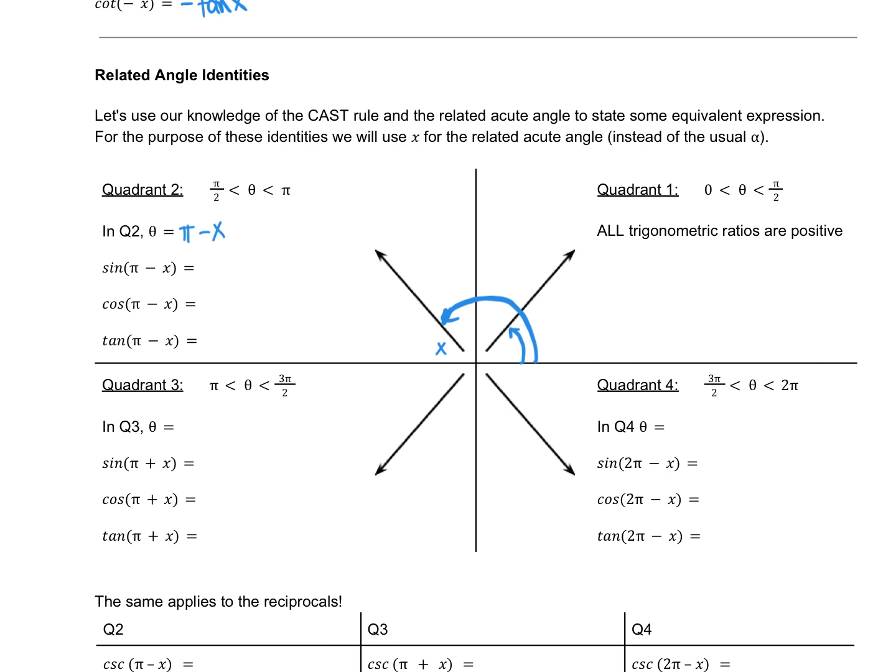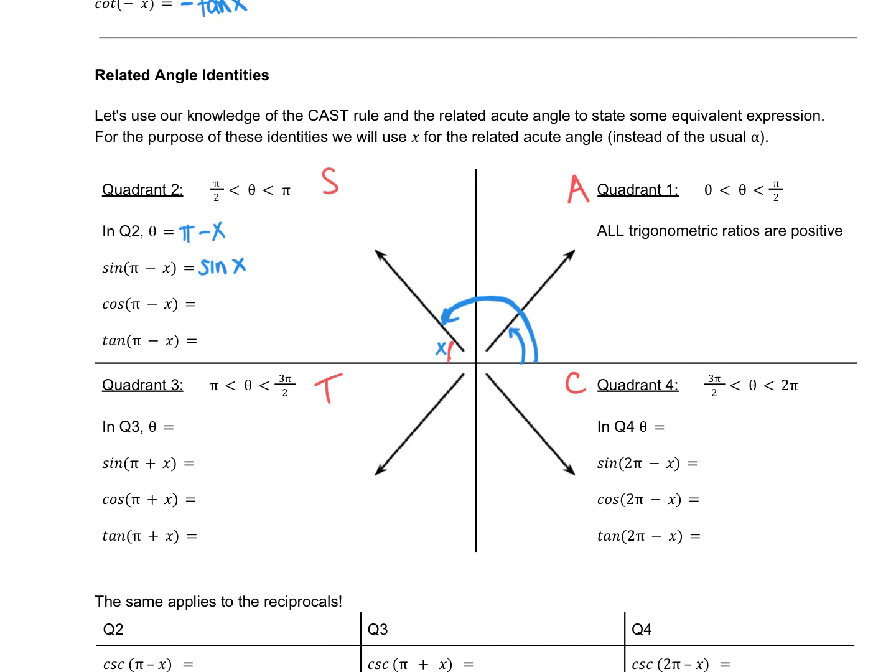Well, we know with our CAST rule, C-A-S-T, that in quadrant 2, only sine is positive because the opposite and the hypotenuse are both positive here, whereas the adjacent side is negative because we're on the negative x-axis, so cos and tan will be negative. With that in mind, sine of that angle in quadrant 2 will be equivalent to sine x, that's in quadrant 1, because remember x is the angle right here between the x-axis and the terminal arm.